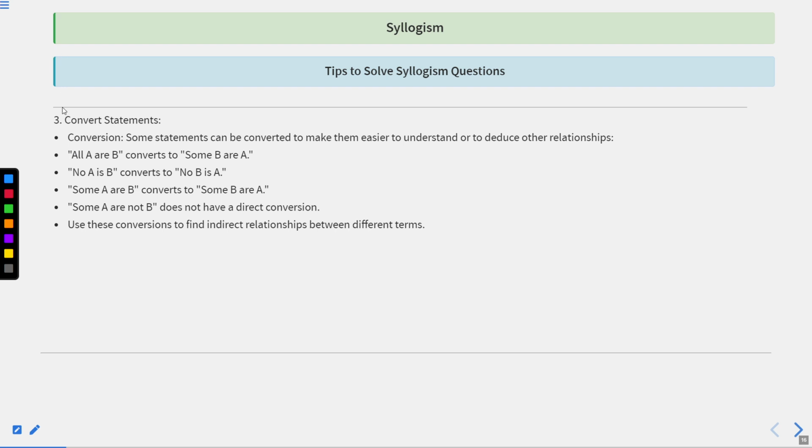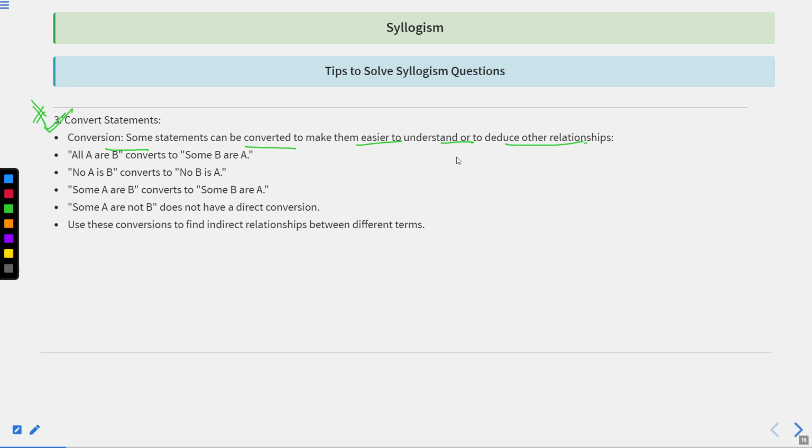Conversion of statements is very important for you guys, because students always get confused here. Conversion means some statements can be converted to make them easier to understand or to reduce the relation. If we are saying that only X are Y, it means that all Y are X. This particular statement, only X are Y, you can convert into all Y are X, and then you can solve the Venn diagram in the same manner in which you are solving all X are Y.